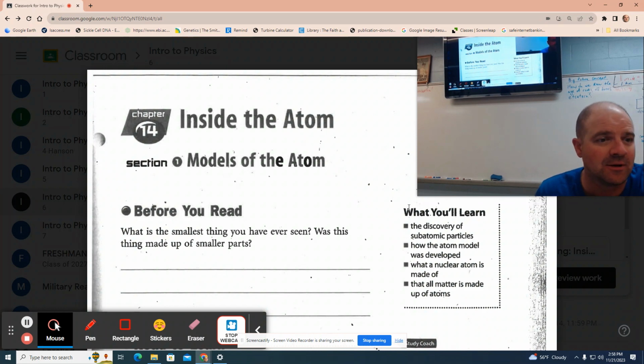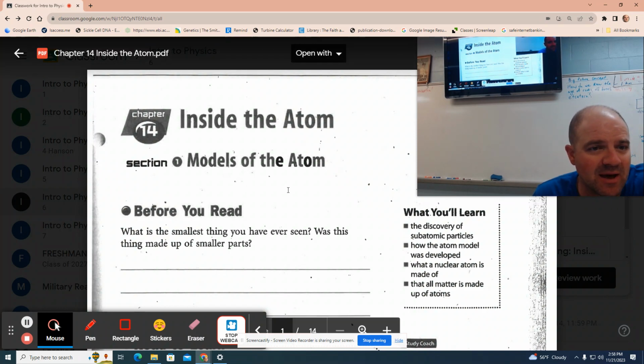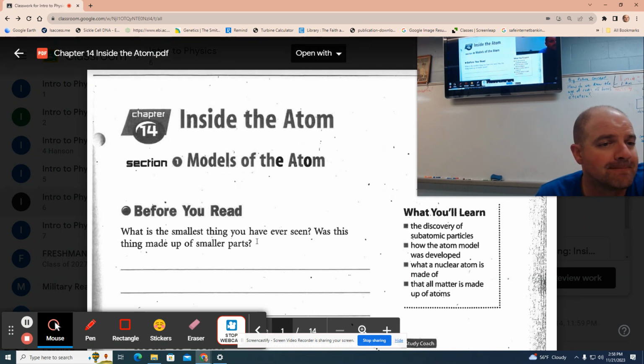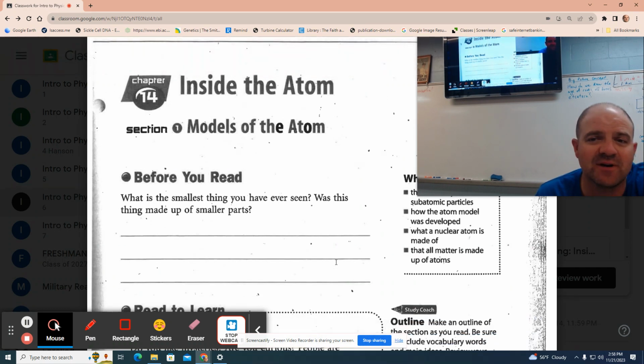All right, so section one, models of the atom. What you'll learn: discovery of subatomic particles, how the atom model was developed, what a nuclear atom is made of, that all matter is made up of atoms. Before you read, what is the smallest thing you've ever seen? Was this made up of smaller parts? A lot of things that are small are still made up of smaller things.